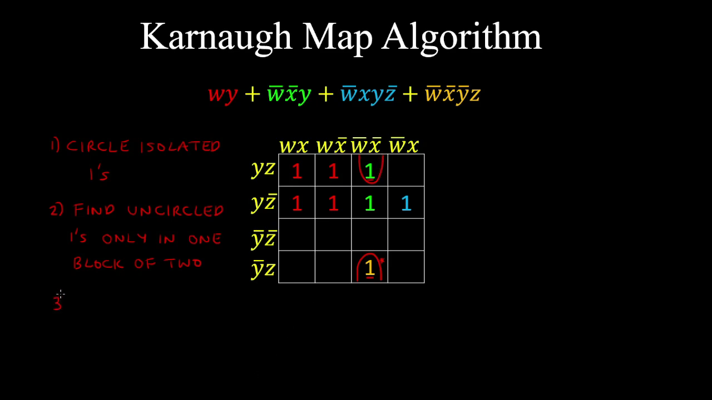Now in step 3, we find the uncircled ones that are only in one block of 4. So this one over here is only in a block of 4. So we circle this block of 4. So this one over here is in a block of 6.